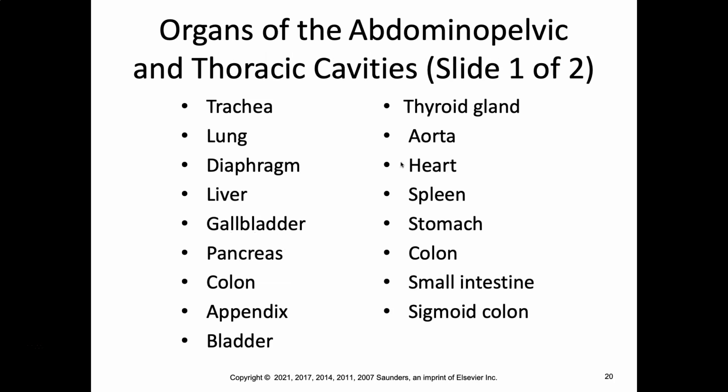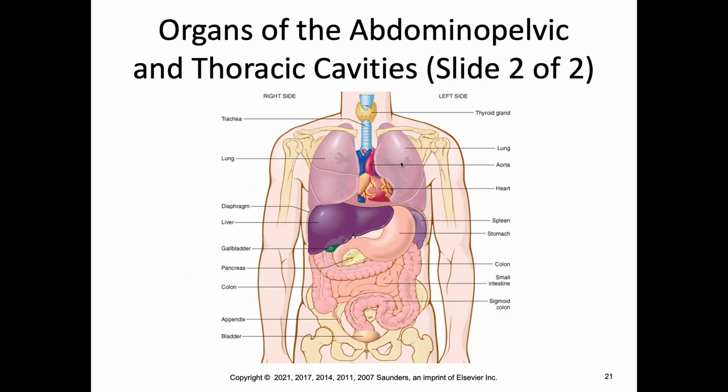All right, so what are the organs of the abdominal, pelvic, and thoracic cavities? And it just goes through and lists these out for you. And there are some, again, good visuals on pages 42 and 43 that show you this. In fact, here's figure 2-10 from page 42 that goes through all of those organs that are in the abdominal, pelvic, and thoracic cavities.